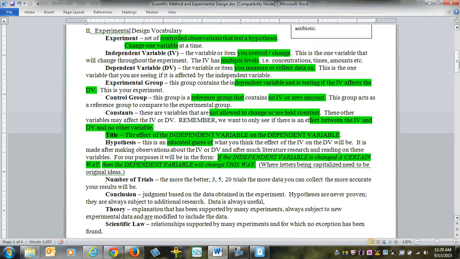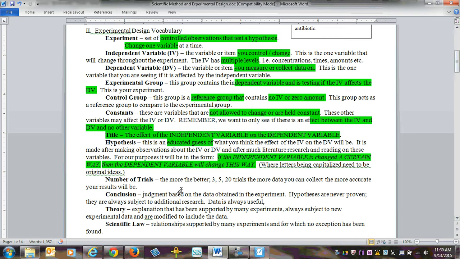So if I increase my amount of salt, then my freezing point will increase. Okay, and you would run that, and maybe you find that that doesn't work, so you got to go back and reformulate your hypothesis. If I increase my salt concentration, then my freezing point will decrease.